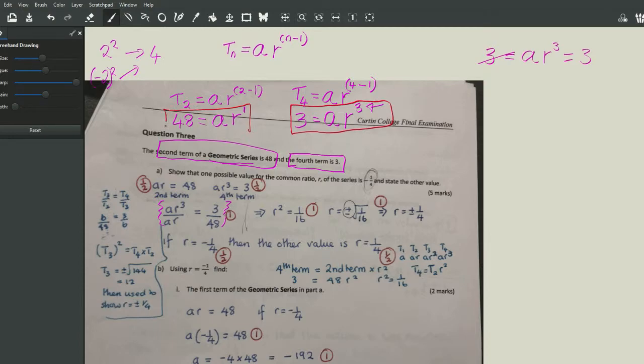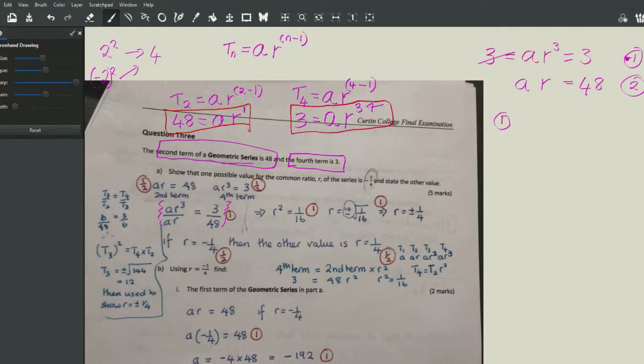this other equation will be a times r to the power of 1, which is just a r, is equal to 48. This will be my equation 1, we'll leave that off, equation 2. And then I'm going to divide equation 1 by equation 2.